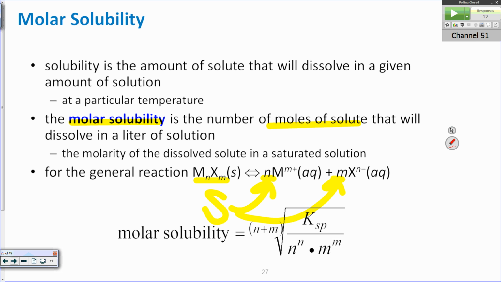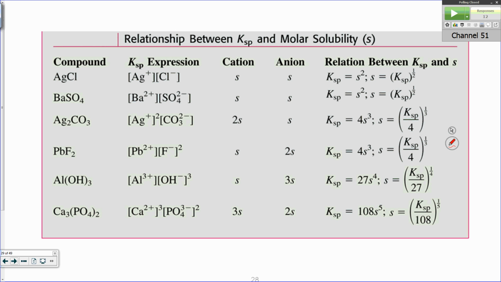Okay, so we have this generic equation down at the bottom that says molar solubility S is equal to the nth root, where it's the summation of N plus M, whatever these stoichiometries are for the cation and the anion. It's that root of KSP divided by N to the N power times M to the M power. Now this is the generic formula for it. Okay? The next page I've given you maybe a table you had something like in freshman chem. But I just want to show you where these terms are coming out of.